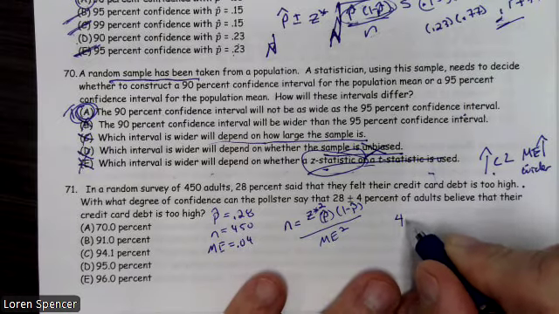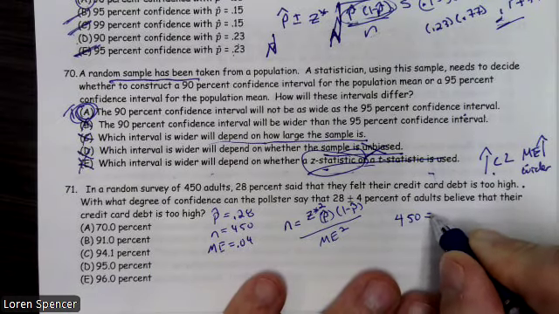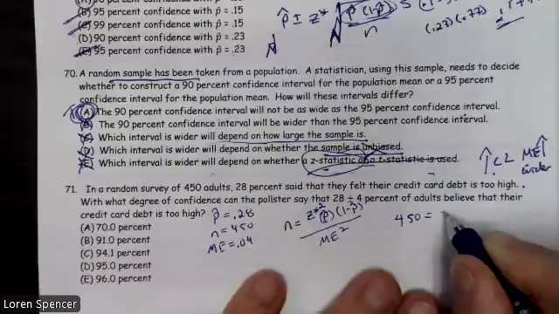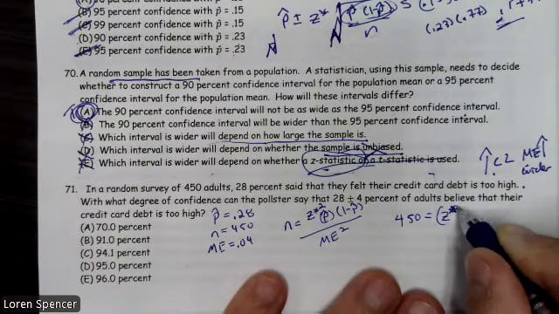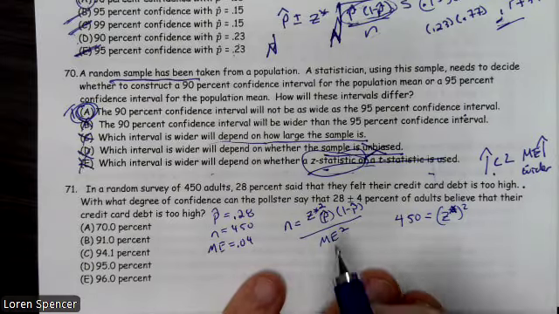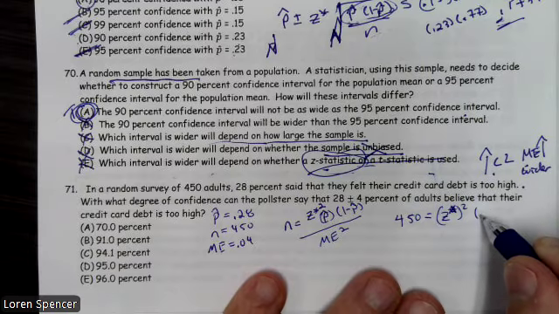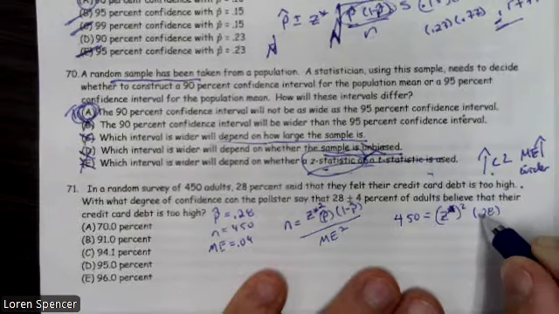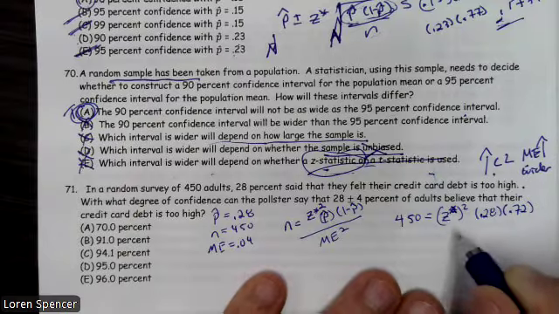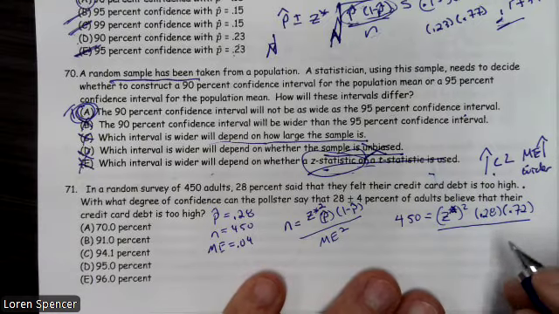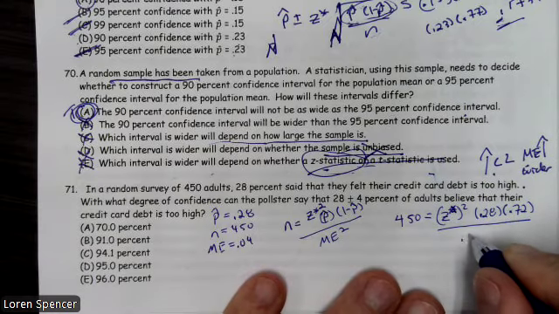Well, we know the sample size is 450, and that's going to equal, well, we don't know what Z star is. I'm going to square it. But we know that p hat is 0.28, and if I take 1 minus 0.28, I end up getting 0.72. And we know our margin of error is 0.04.